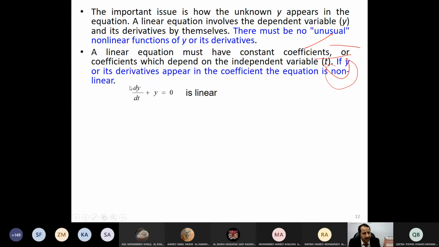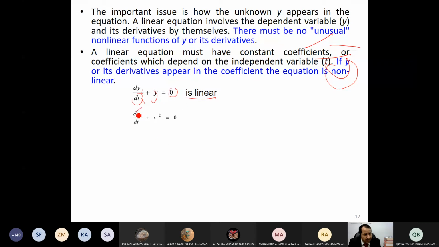So, as an example, this equation, dy over dt, there is nothing here to tell me that this is non-linear. It's normal. y differentiated with the variable t, plus y, which is the variable, equals 0. This is linear.